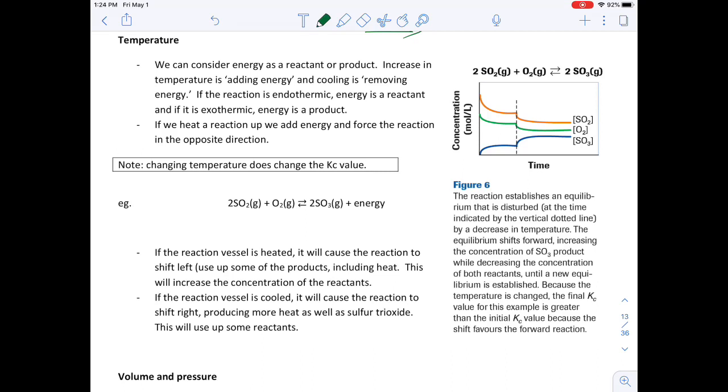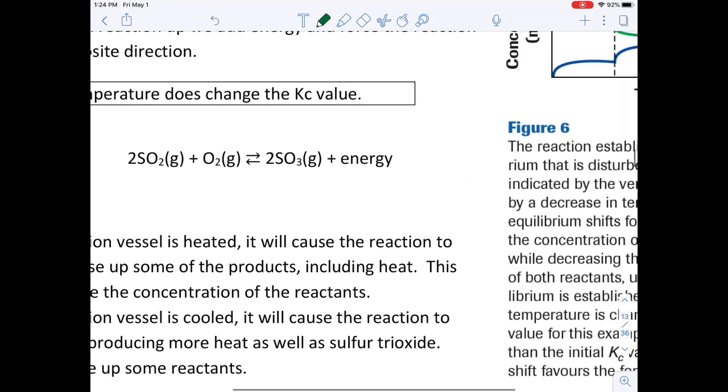So, temperature. We consider energy as a reactant or product, just as I indicated. An increase in temperature is adding energy, and cooling is removing energy. So that's done as an external force. If the reaction is endothermic, energy is a reactant, and if exothermic, energy is a product. If we heat up a reaction, we add energy and force the reaction to use up the energy. So, in this reaction that we have here, you can see that this is an exothermic reaction. If I heat this reaction up, the reaction will shift to use that heat. If this is cooled, the energy needs to be replaced, so it's going to shift to the products and use it up.